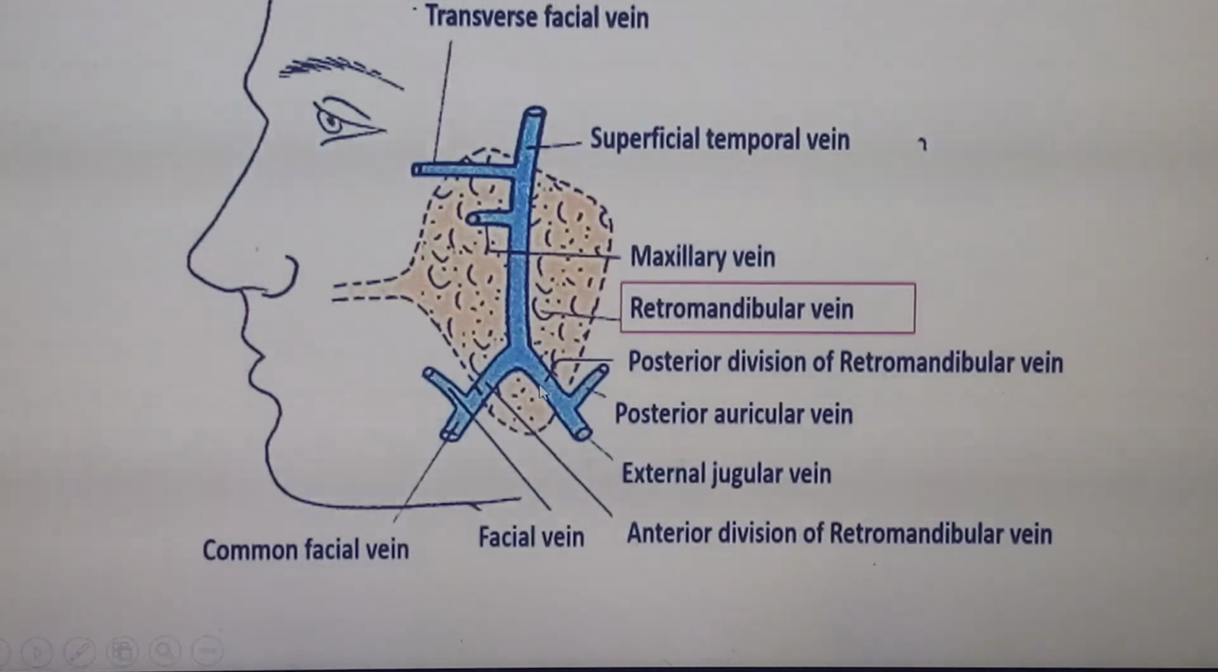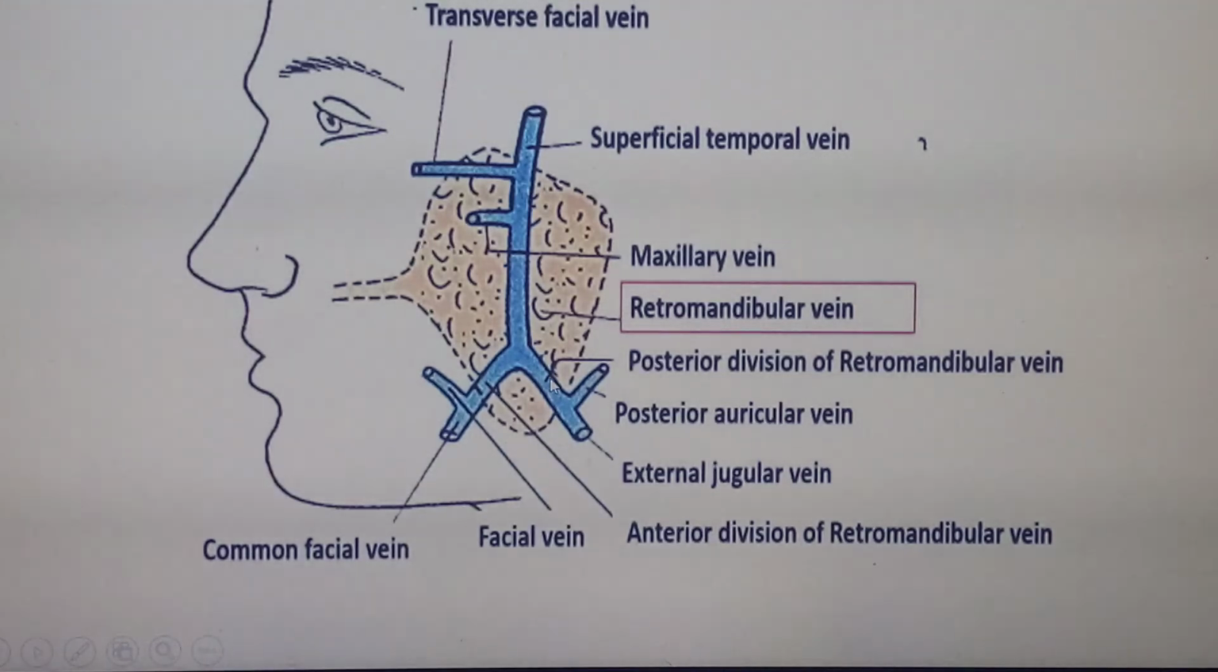But one thing that we don't see running through the substance of the parotid gland: the posterior auricular vein, no. External jugular vein, no. And of course, the common facial vein, they are all not running through the substance of the parotid gland.